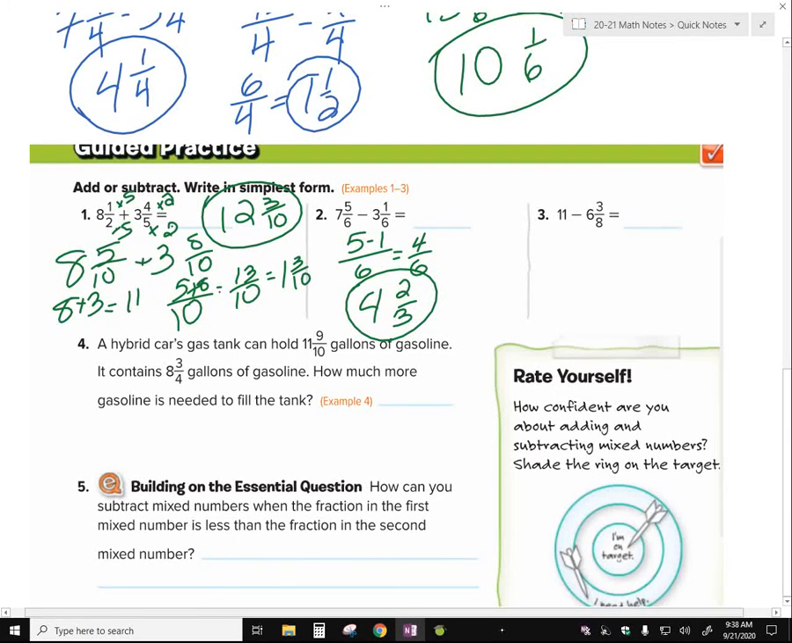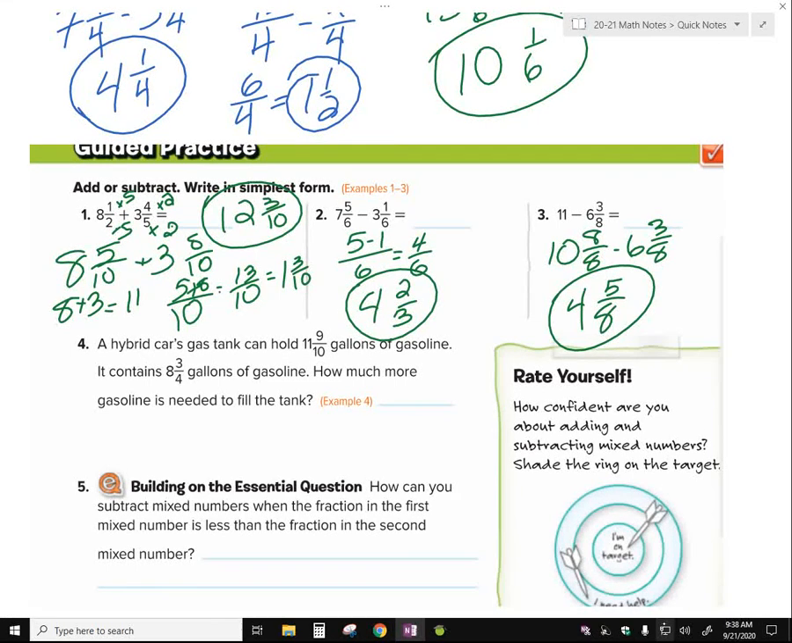No, it was better. So with this one here, we are going to rewrite 11 as being 10 and 8/8 minus 6 and 3/8. 10 minus 6 is 4. 8 minus 3 is 5. 4 and 5/8. Yes, sir? Yes, you may. Yes, ma'am.